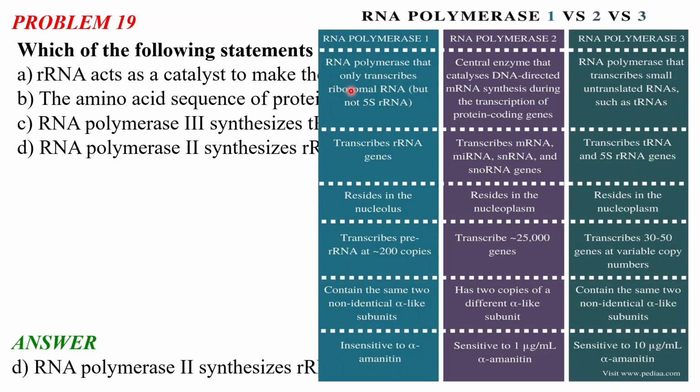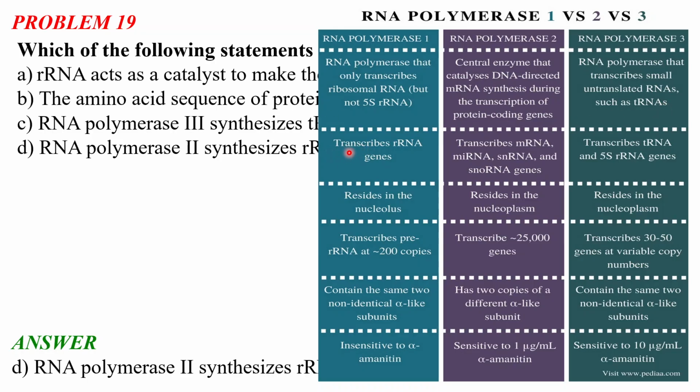RNA polymerases are of three different types: RNA polymerase 1, 2 and 3. RNA polymerase 1 only transcribes ribosomal RNA or rRNA. RNA polymerase 2 is the central enzyme that catalyzes DNA-directed mRNA synthesis during the transcription of protein-coding genes. RNA polymerase 3 transcribes small untranslated RNAs such as tRNA.